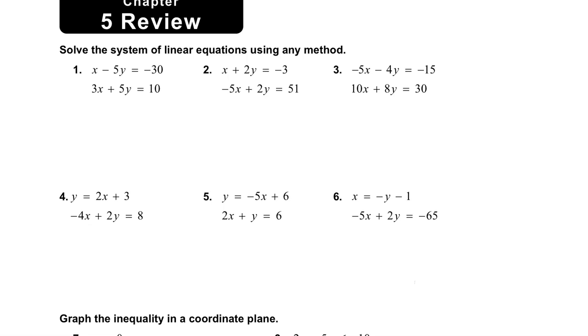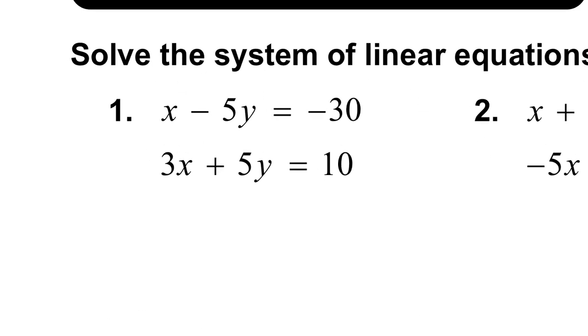Chapter 5 Review. Solve the system of linear equations using any method. So remember, the two methods that we've learned have been substitution and elimination. In number 1, the best one will be to use elimination because we already know that negative 5 plus 5 will cancel out.